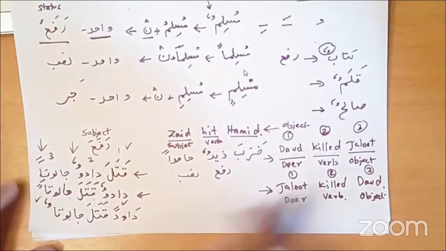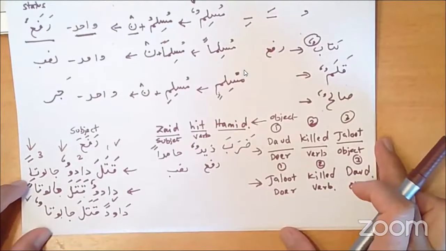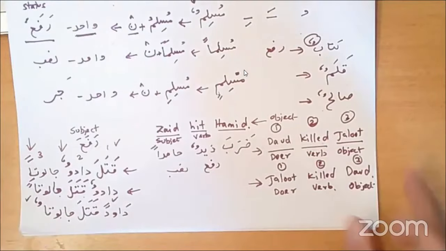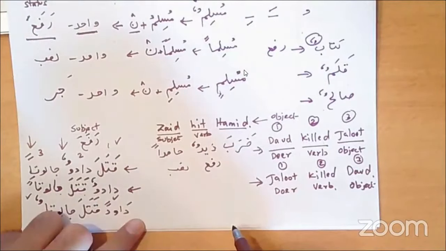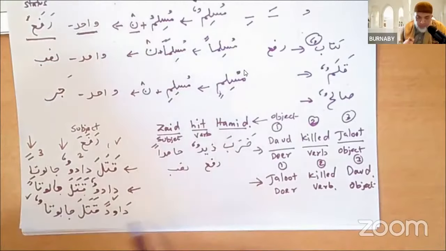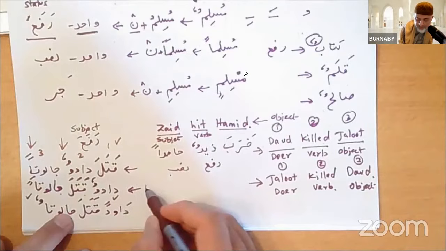Brother Abid, one question I have. You said in Arabic you can write it down three ways, where the second one is like Dawoodun qatala Jalutan. But in a verbal sentence, you have to start with the verb, isn't it? You can't start with the noun. You're right. This is a nominal sentence, and this is a verbal sentence.